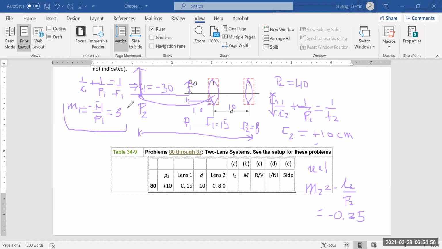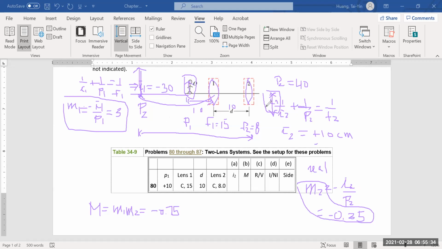So M1 has a magnification of 3, M2 has a magnification of negative 0.25. So we can calculate the total magnification, which is M1 times M2. The final answer is that your total magnification is negative 0.75. And that makes sense. Why is it negative? Because originally you have the upright object and the final image is inverted, flipped compared to the original object.